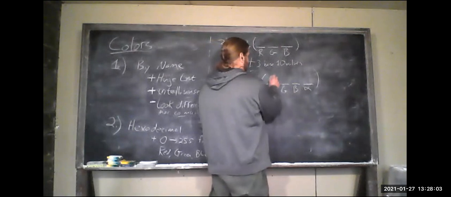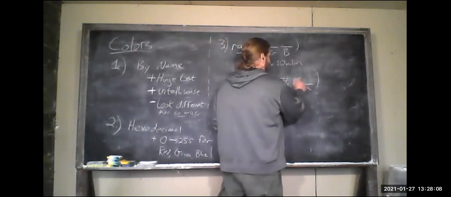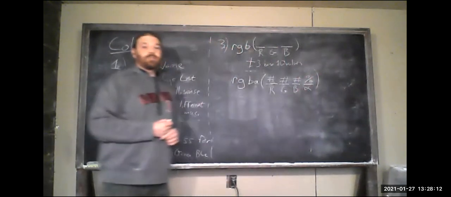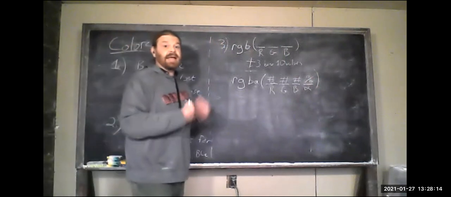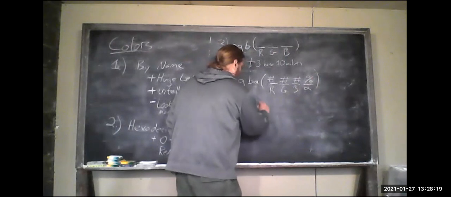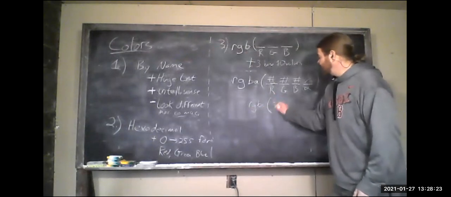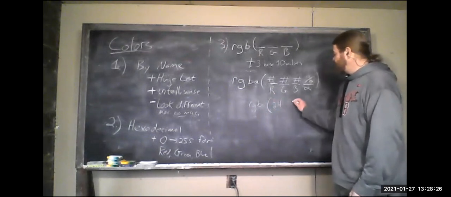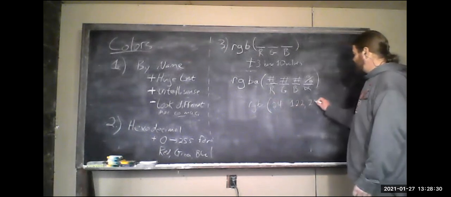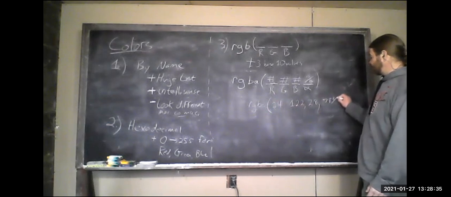So like a number, and then a percent. Something between 0 and 1 to say how transparent it is. So maybe something like Rgba 24, 122, 28, 78%.